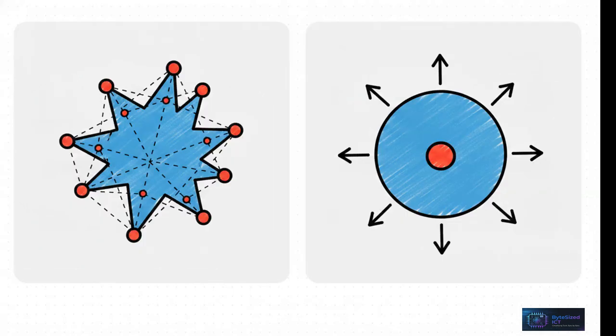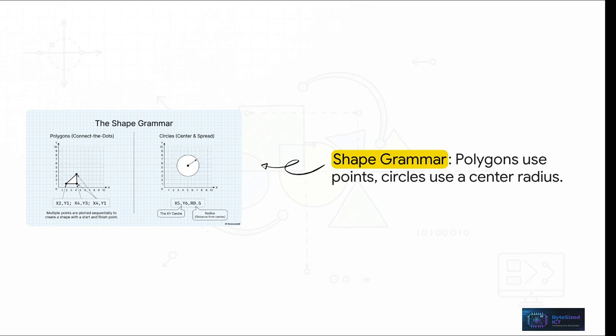Now, when we talk about the computer's basic grammar for shapes, it really falls into two distinct logical camps. On one side, you have polygons, which are all about that classic connect the dots logic. And on the other side, you have circles, which use a completely different approach, center and spread. Let's actually look at this shape grammar in action. Think about a polygon, like a triangle. We have to tell our robot pen to plot sequentially. We say, okay, go to x2, y1, then move to x4, y3, then drop down to x4, y1. We're defining a shape with a clear start and finish point.